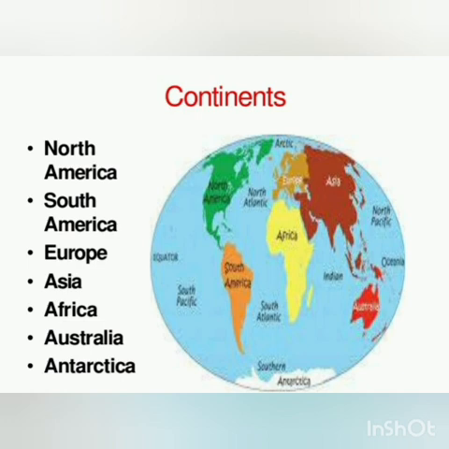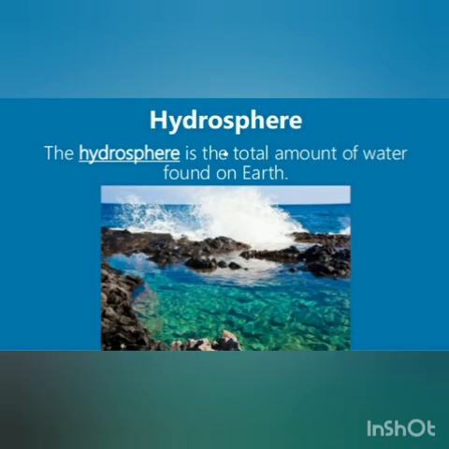So these all 7 continents together form the lithosphere domain. Now the next domain, hydrosphere. So hydrosphere is the total amount of water that is found on the earth. We all know that earth looks like a blue planet because 71% of the earth's surface is covered with water. That is why it is also called the watery planet or blue planet. The part of the earth which has water is called hydrosphere.